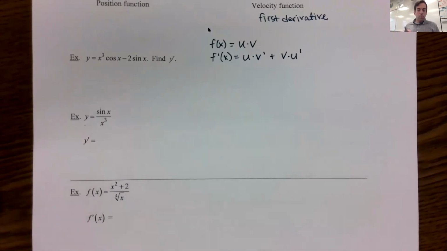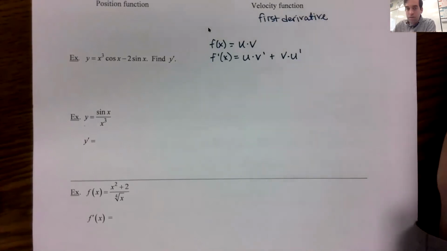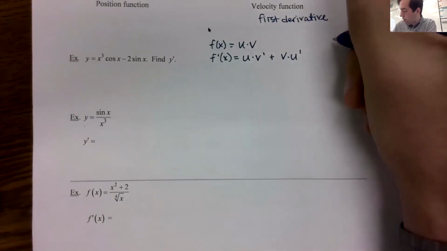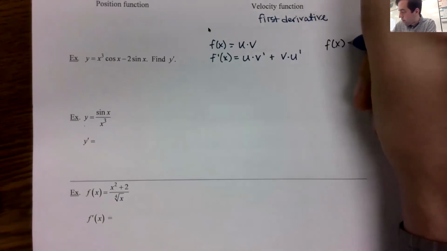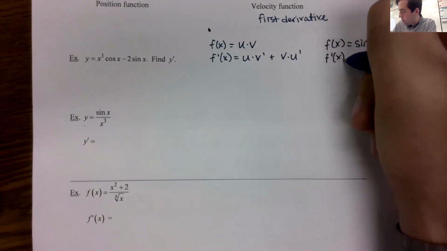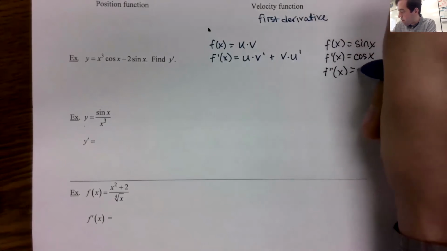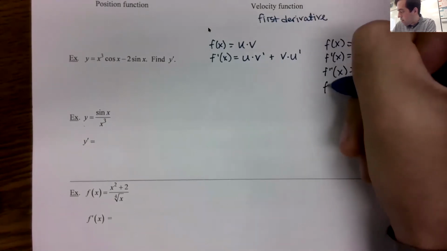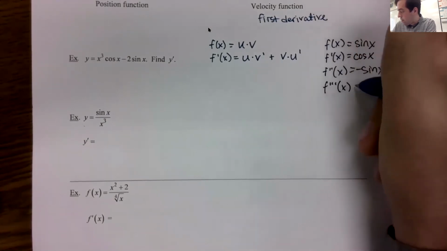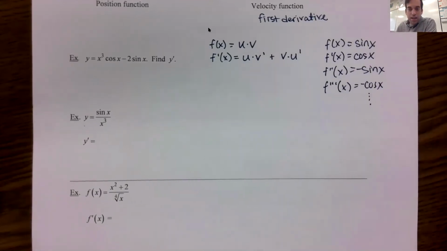We also have our trig functions, and there's a kind of a pattern that goes into the derivatives of sine and cosine. So I'm going to write that over here. If our initial function is sine, the first derivative is cosine. The second derivative is negative sine. And the third derivative is negative cosine. And then it cycles back to sine.